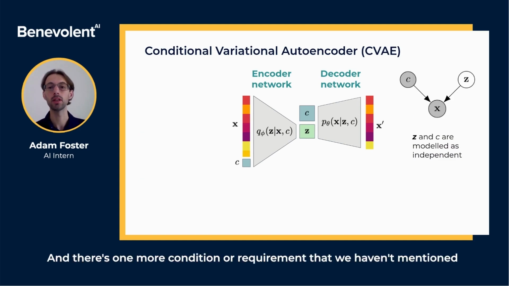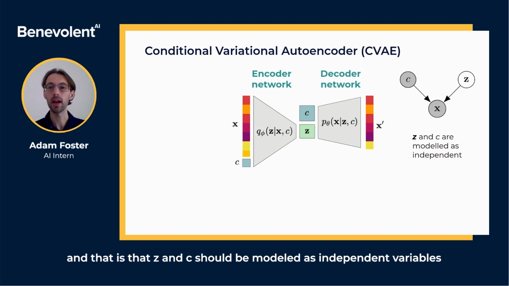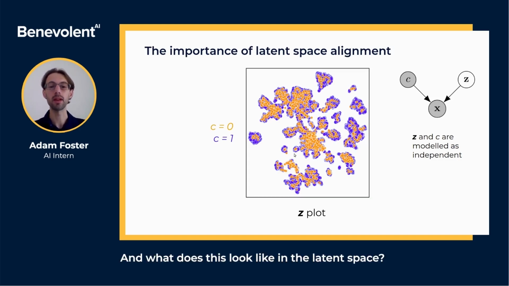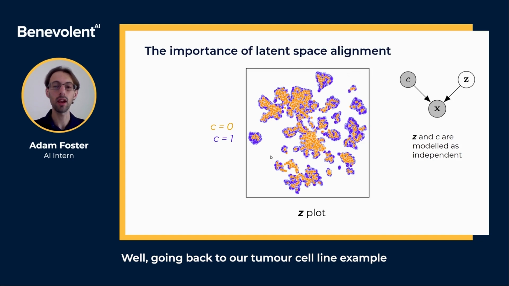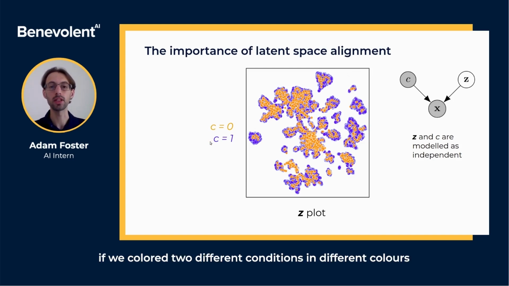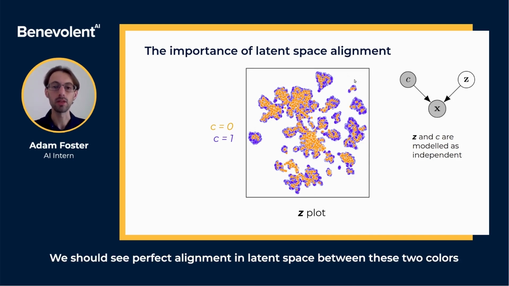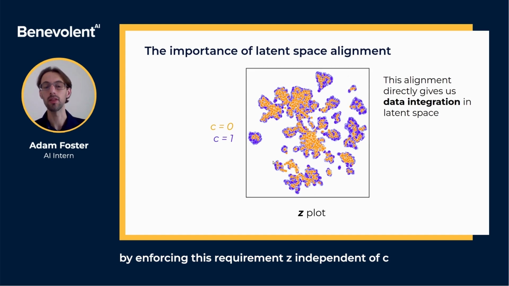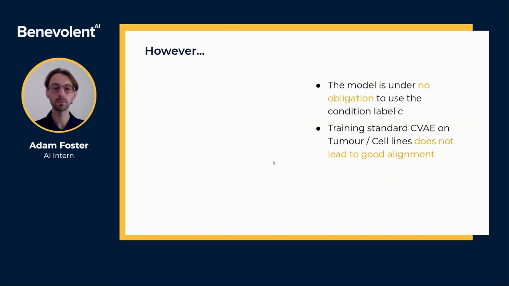And there's one more requirement that we haven't mentioned, and that is that Z and C should be modeled as independent variables. And what does this look like in the latent space? Well, going back to our tumor cell line example, if we color two different conditions in different colors, then if Z and C are independent, we should see perfect alignment in latent space between these two colors. And we can already see how this is useful for data integration. We've essentially done the data integration task in the latent space by enforcing this requirement, Z independent of C.